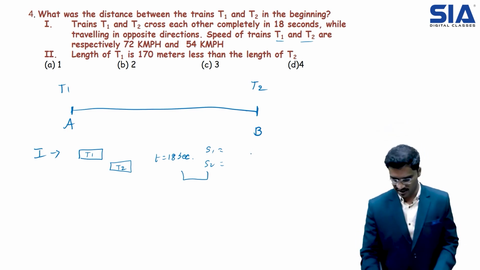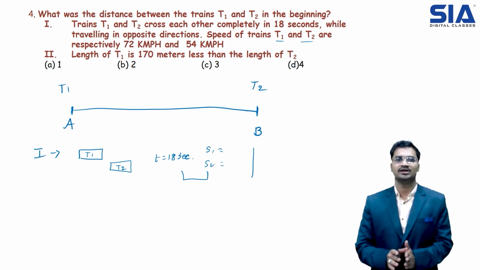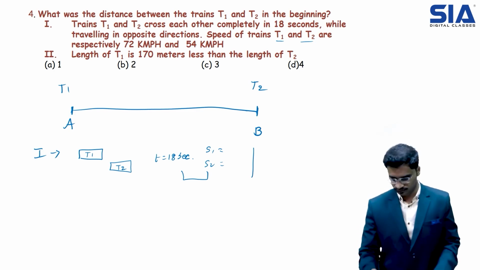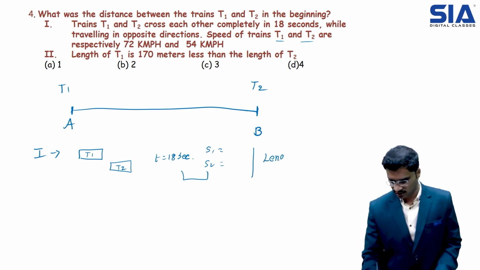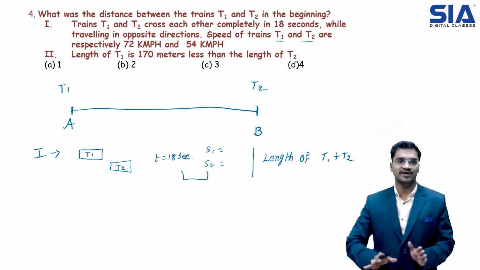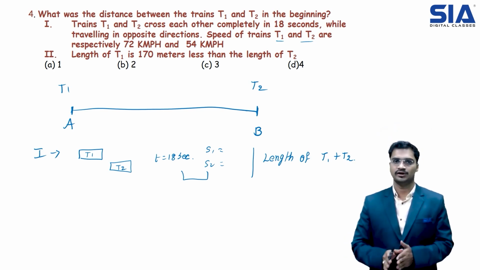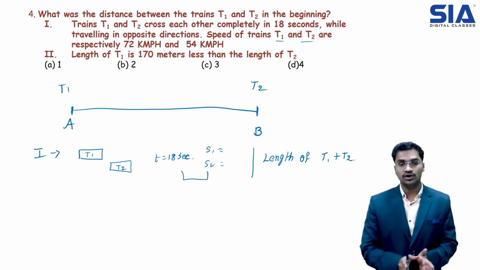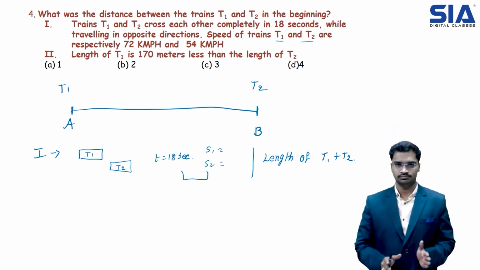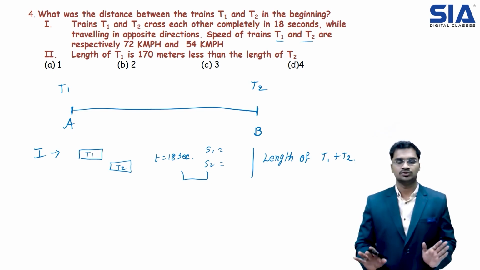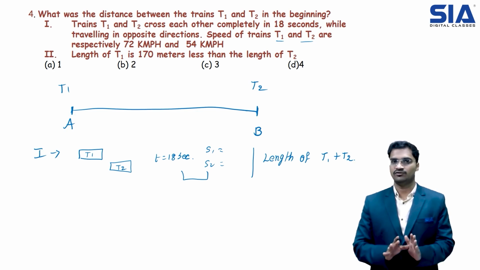By using the information given here, I can only find the length of train 1 plus train 2. I cannot find the distance between A and B. So by using statement 1, I cannot answer this question.